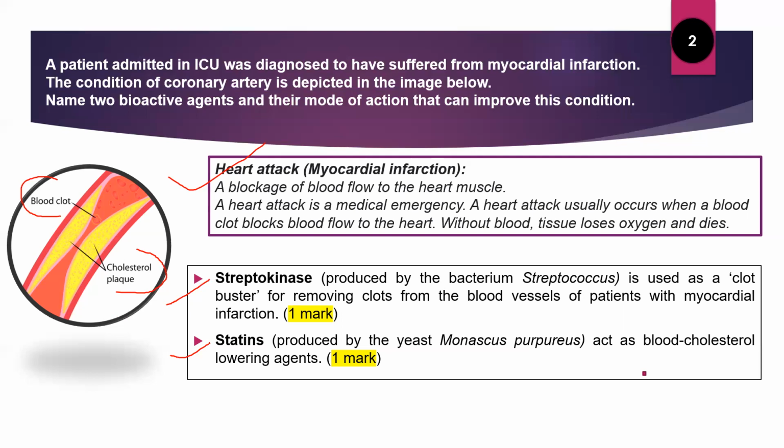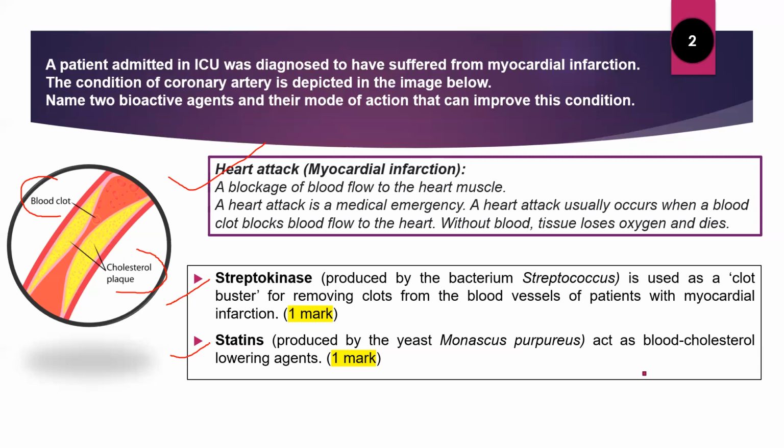Okay, then the second bioactive compound are the statins. They are basically blood cholesterol lowering agents, and they're produced by the yeast called Monascus purpureus. So you have streptokinase and statins. If administered to this patient, they might help him or her.